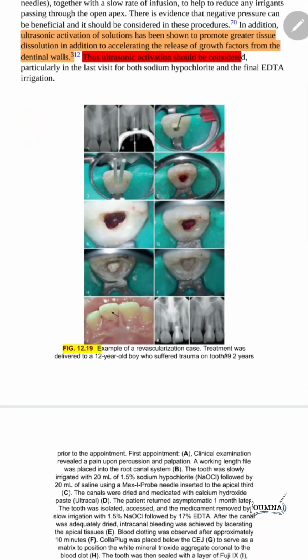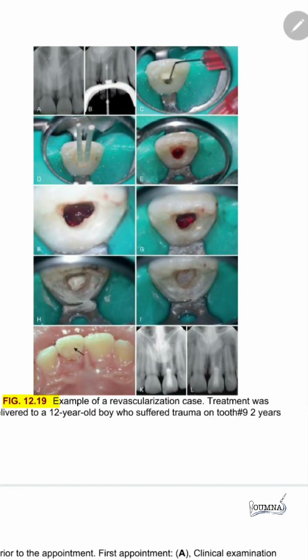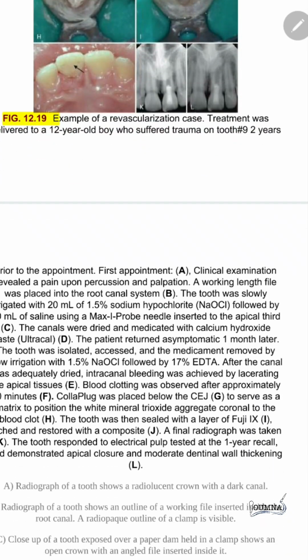So this is another case. We can see that after the blood was introduced into the canal, the canal must be dried before we do this. Then we wait for 10 minutes until the blood clot is seen, and then we can use this collagen plug, or we cannot use it. Then we do the MTA and the final restoration. This is the composite restoration.